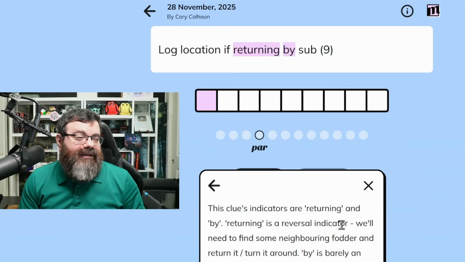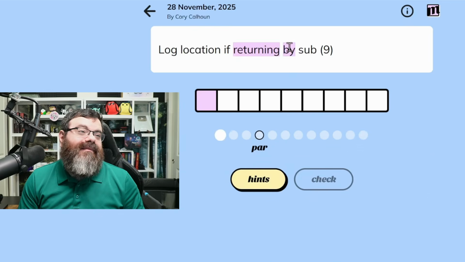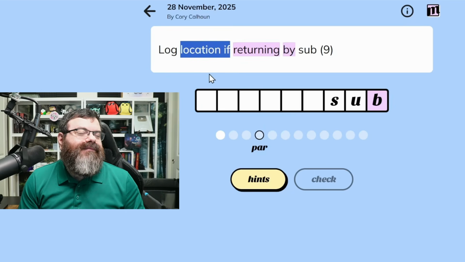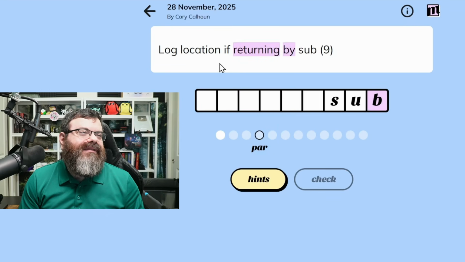Returning is a reversal indicator. By is barely an indicator, but worth explaining. It simply flags some preceding fodder is by or next to some subsequent fodder. So by is basically a do-nothing indicator, but it can be helpful. I don't know if we're ending in sub or ending in a replacement for sub, but what are we reversing here? Location if, and then log would be our definition.